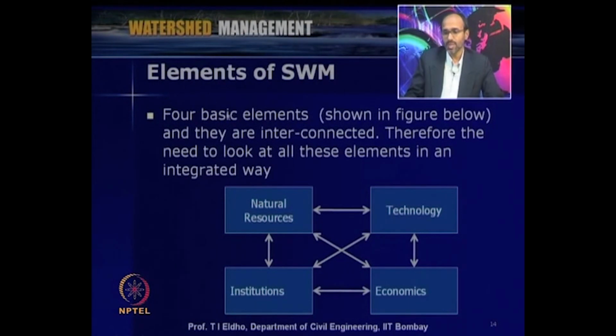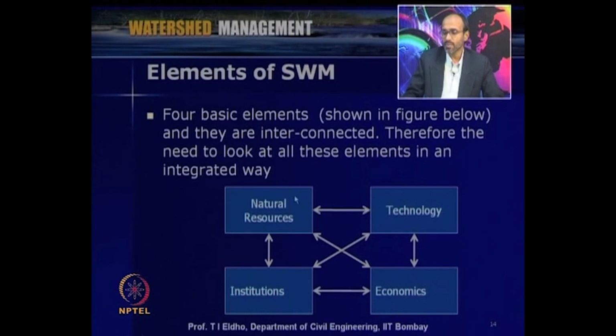Now, within this perspective, let us look into the various elements of sustainable watershed management. There are four important elements. The first is the natural resources, then what kind of technology we use to develop these natural resources, manage them, and maintain them. Then various institutions come into the picture to develop, manage, implement and maintain these natural resources.